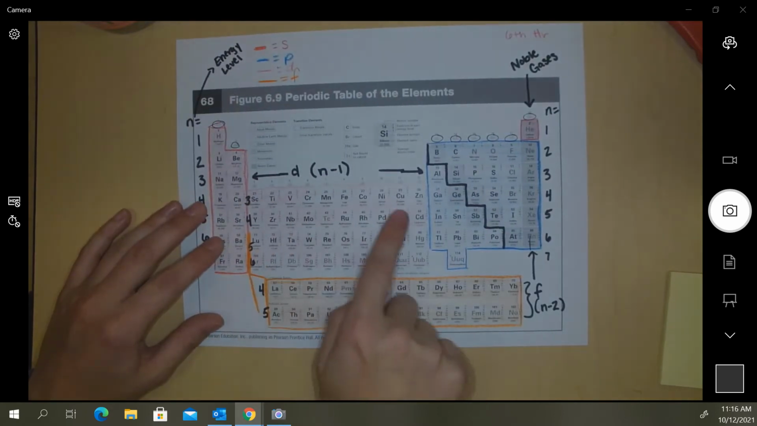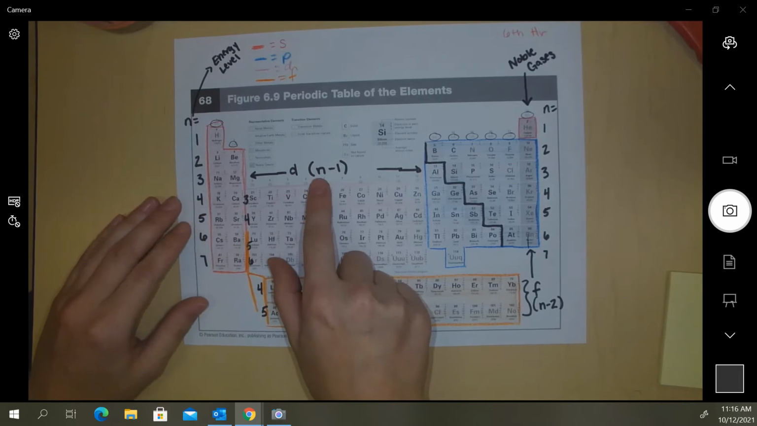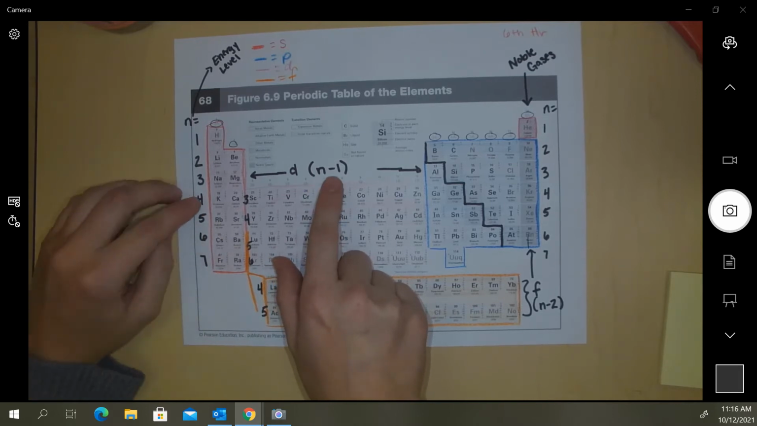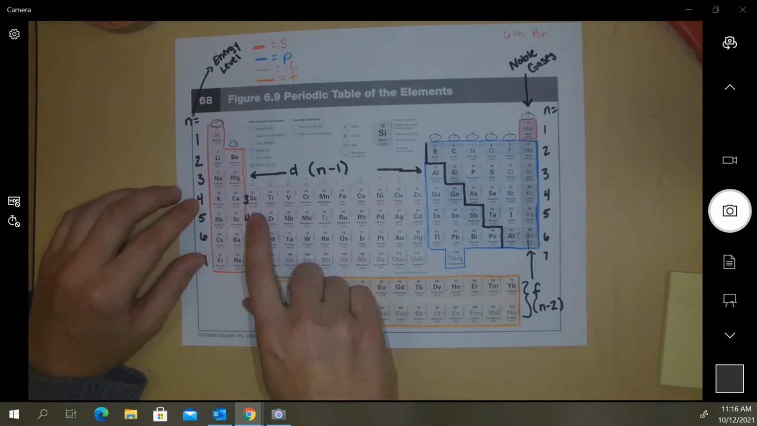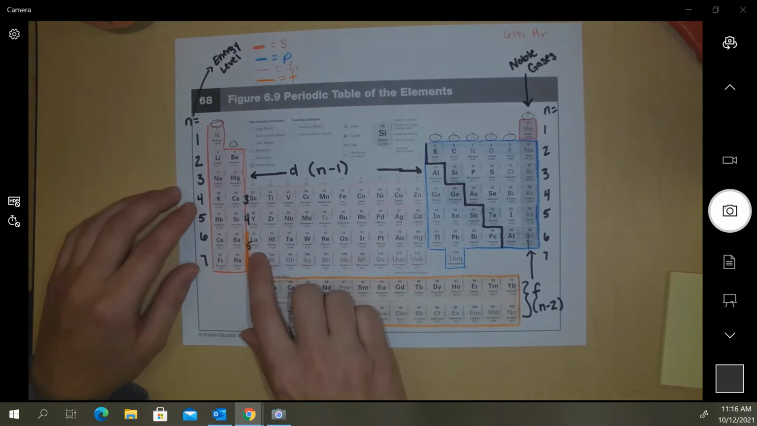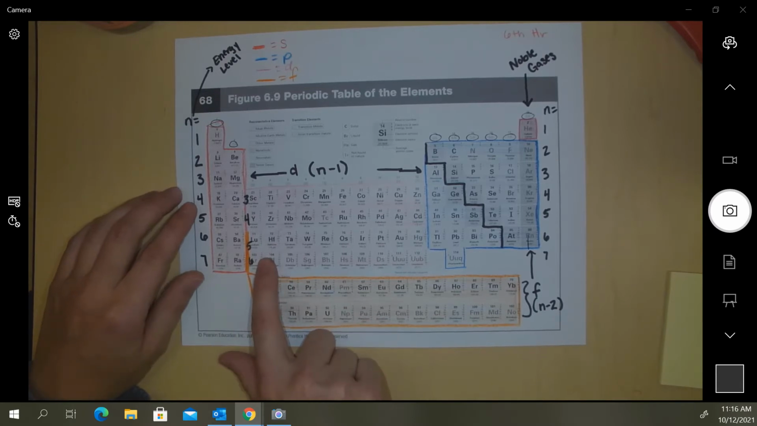Next, I want us to label letter D. So we've got our D orbital. D has an energy level of N-1. So even though it's in row 4, N-1 would make it 3. So we're going to have energy level 3 in front of scandium, energy level 4 in front of Y, energy level 5 in front of Lu, and energy level 6 in front of Lr.